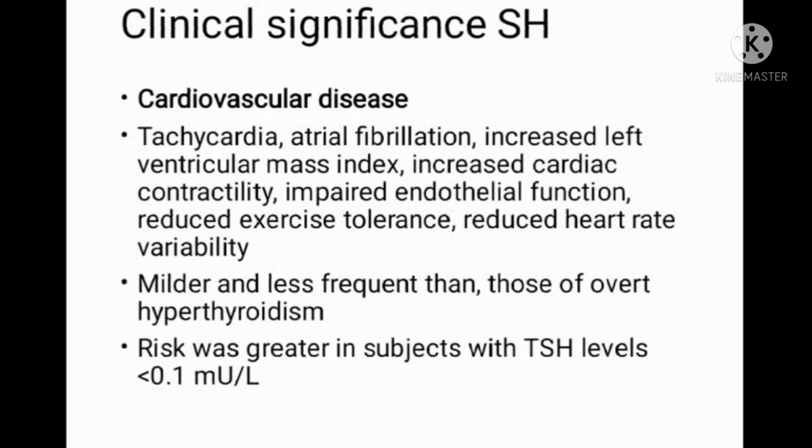When you see the clinical significance of subclinical hyperthyroidism, the presence of a low TSH level will have a significant effect on the cardiovascular and musculoskeletal systems. In the cardiovascular system, the patient will have a high risk of tachycardia, atrial fibrillation, increased left ventricular mass index, increased cardiac contractility, and reduced heart rate variability. The effect is milder and less frequent when compared with overt hyperthyroidism, and the risk is greater in patients with severe subclinical hyperthyroidism than mild subclinical hyperthyroidism.